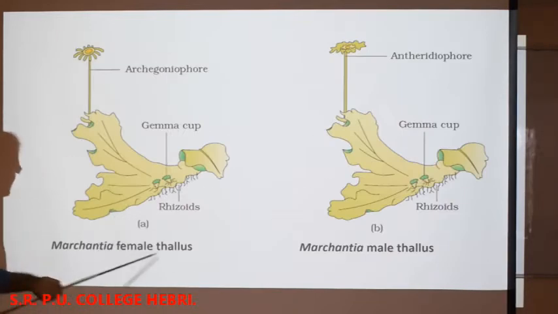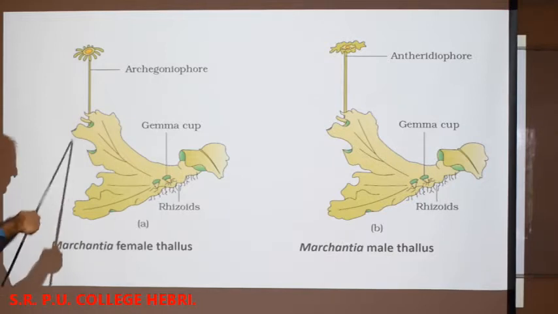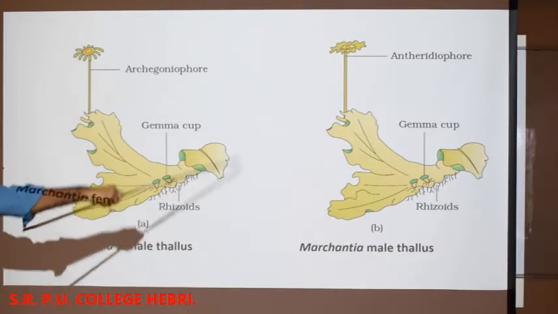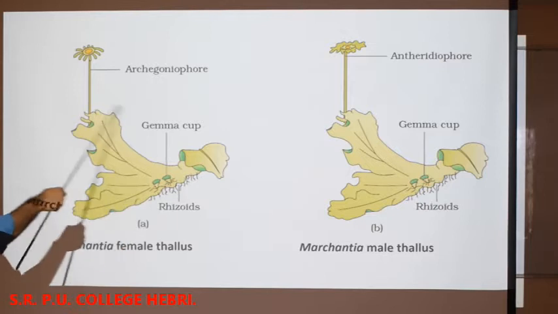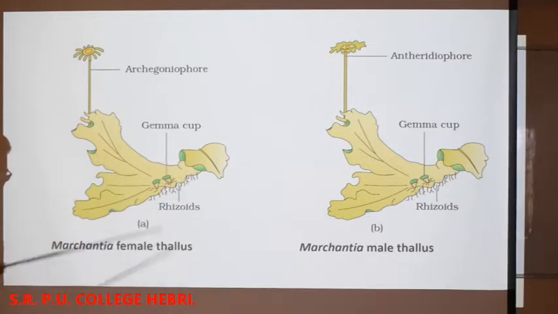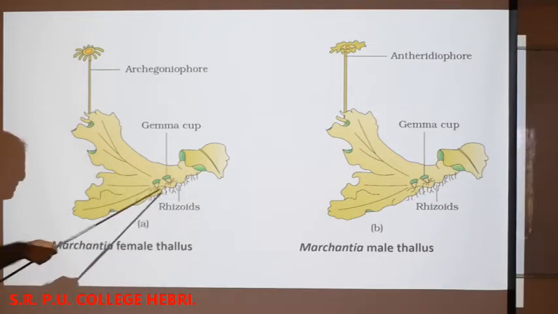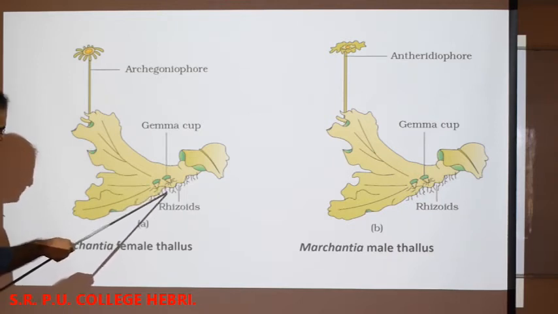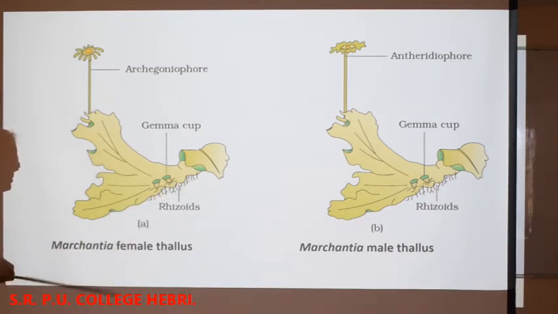Like in Marchantia again we can observe. So this is the thallus of the Marchantia. This is the thallus. The entire body is green in color, a leaf like structure. Along with that some root like structures are present. We call them rhizoids, as well as the green colored leaf like structure, isn't it?